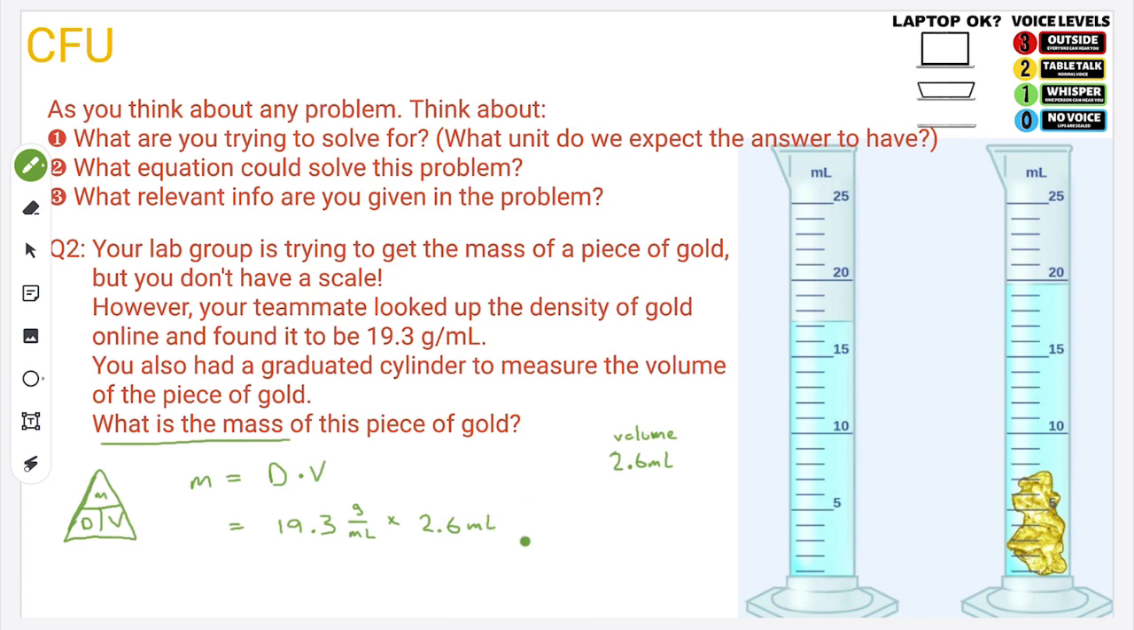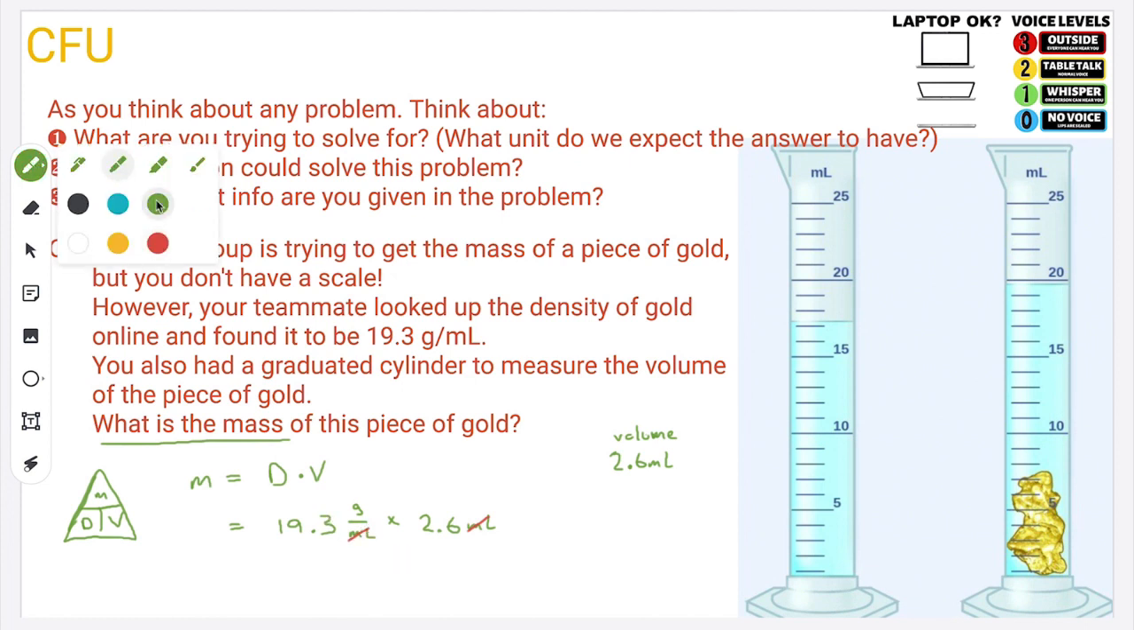Hey, look at the units. Let's dimensionally analyze these. What crosses out? Does anything cross out? Oh, this milliliter's on top, this milliliter's on the bottom. Yeah, they cross out. What are we left with? Grams. Does that make sense? Well, we are solving for mass, right? Oh, it does make sense. Grams is a unit of mass.